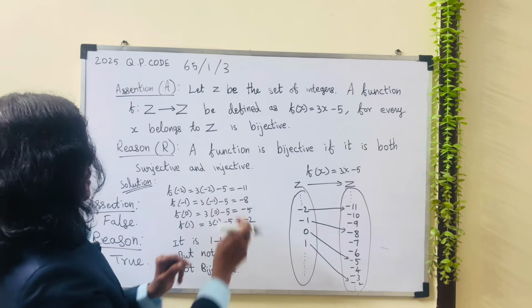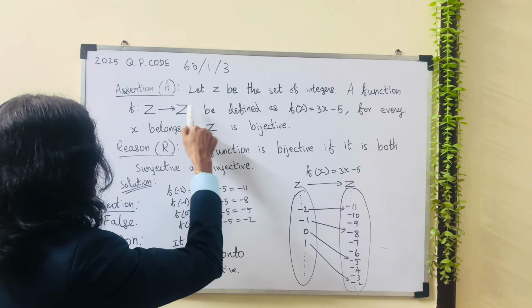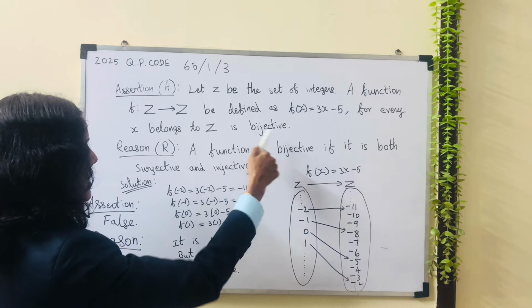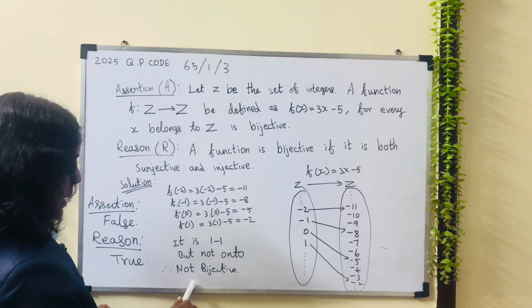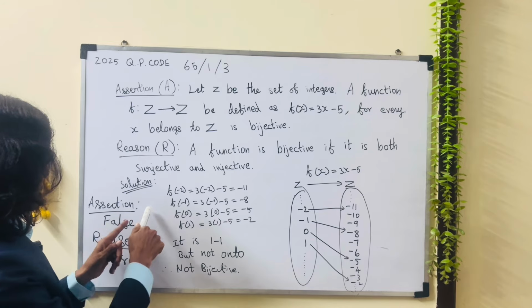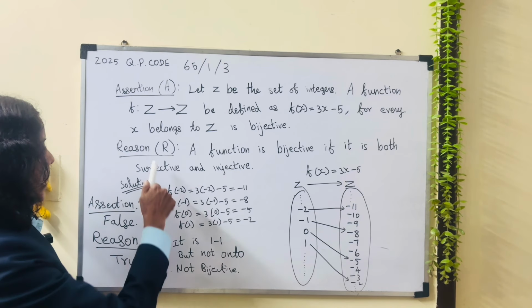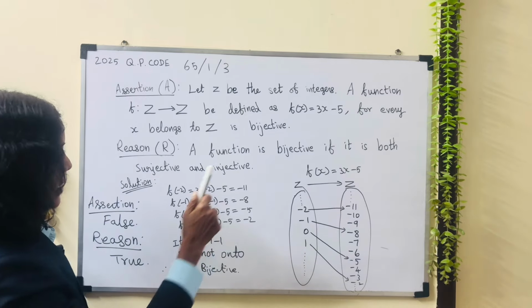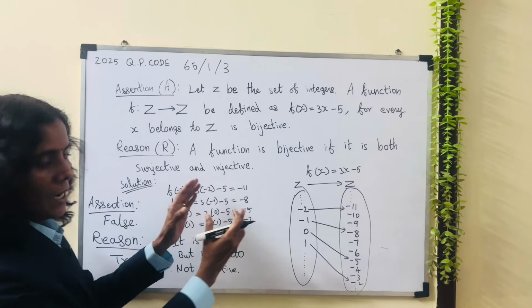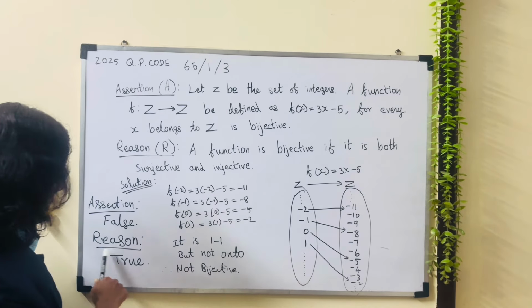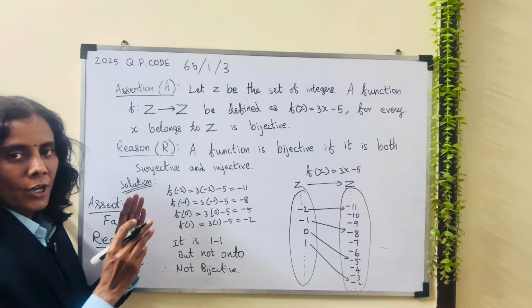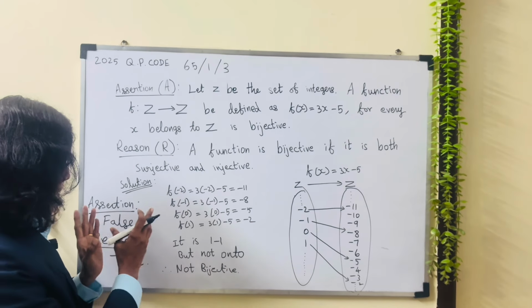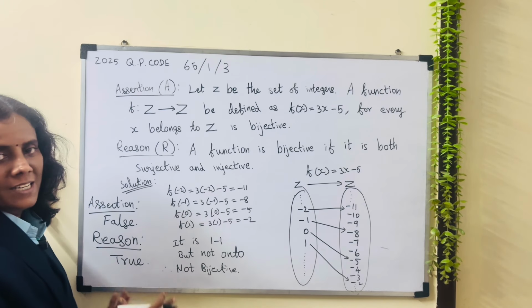உன்னோட சம்மில் assertion that is your function is bijective னு கொடுத்திருக்காங்க. ஆனா இங்க not bijective னு வருது. So assertion is false. And reason என்னன்னா a function is bijective if it is both surjective and injective. இந்த statement is right. So reason is true. So இந்த sum ஓட solution என்னன்னா assertion false, reason true.